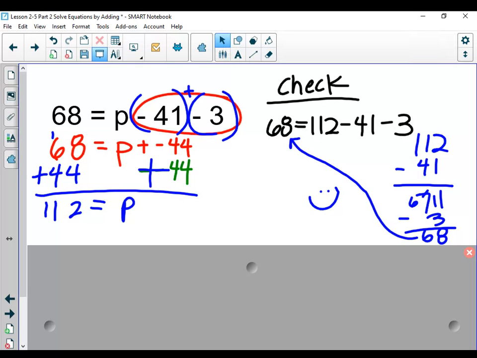On page 91, part 2, I expect to see your checking. I expect to see your checking. This is not an optional situation, people. I expect to see your checking. After you have checked, you are ready to submit.